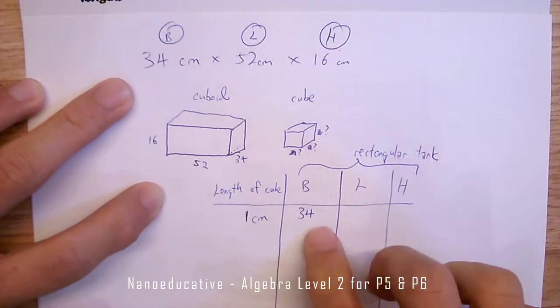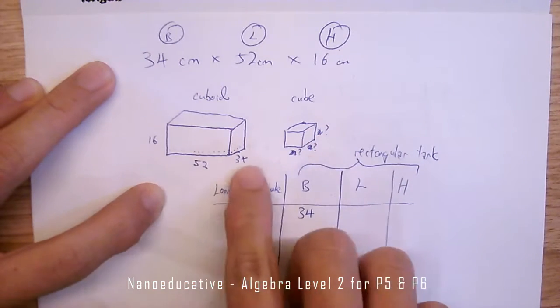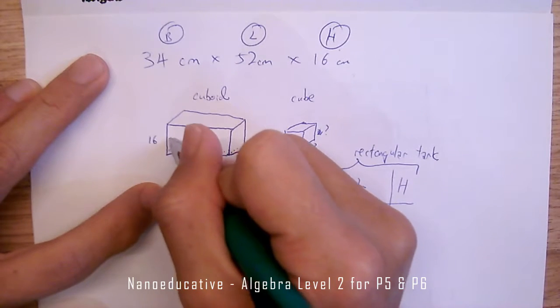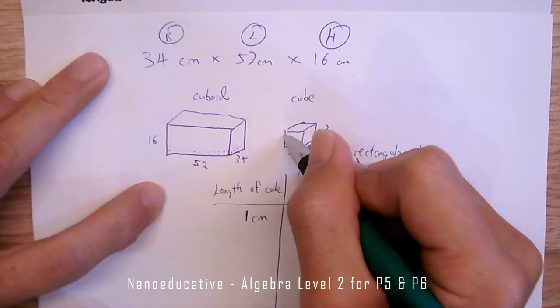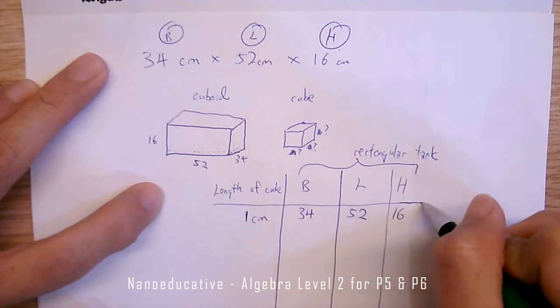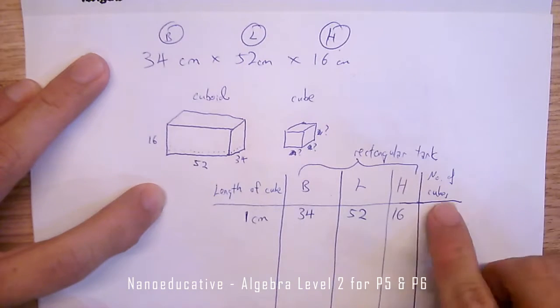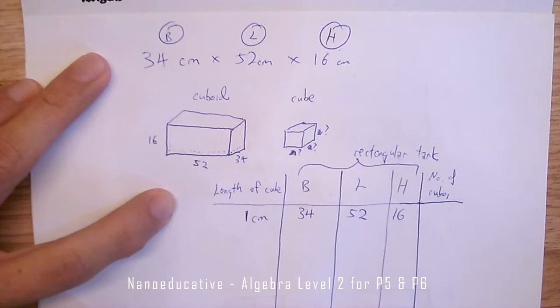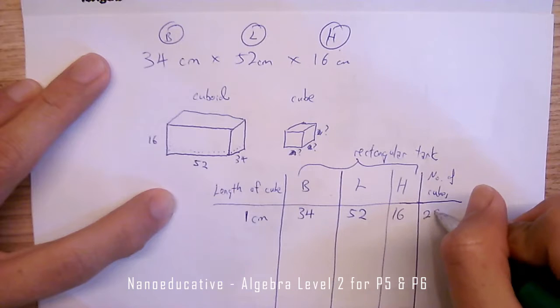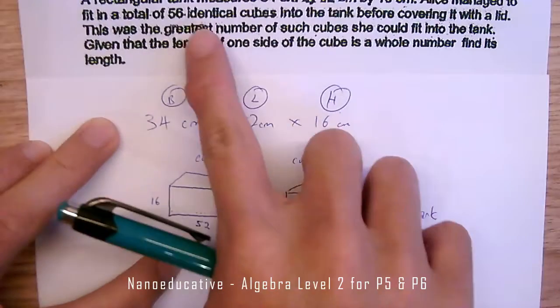So it will be 34. Since it's also 1 cm, for my length I can also put 52 cubes inside. And for my height, I can stack up 16, because each cube's height is only 1 cm, and the total height of the tank is 16 cm. So this is the number of cubes. Taking 34 multiplied by 52 multiplied by 16, I'm going to use the calculator to save time. This gives a grand total of 28,288 cubes, which is most definitely not what we want, because the question states that she managed to fit 56.